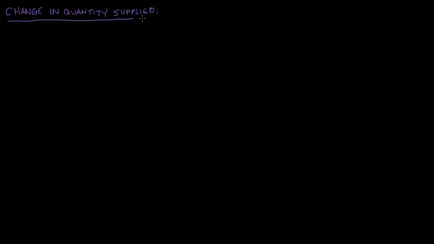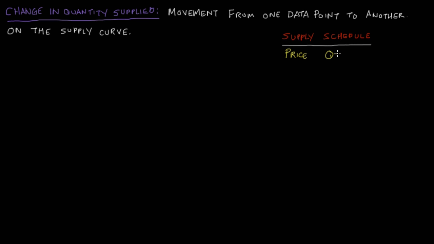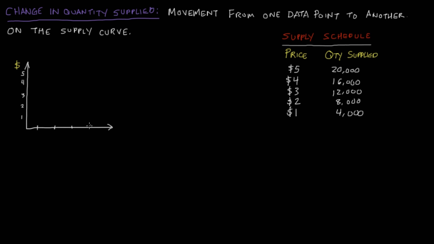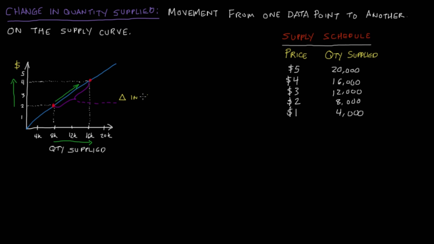Changes in quantity supplied are evoked by a change in price. If we look at the supply schedule and select one data point, let's say $2 at a quantity supplied of 8,000 shares, that would represent this coordinate on the graph. Now, if we select another point, let's say $4 at a quantity of 16,000, that would be this data point right here. So when the price changed from $2 to $4 and quantity supplied from 8,000 to 16,000, we say that there was a change in quantity supplied. It's simply a move from one data point on the supply curve to another. We also need to provide a time frame, so we'll make it a monthly period.